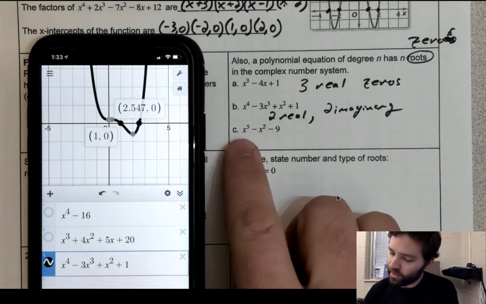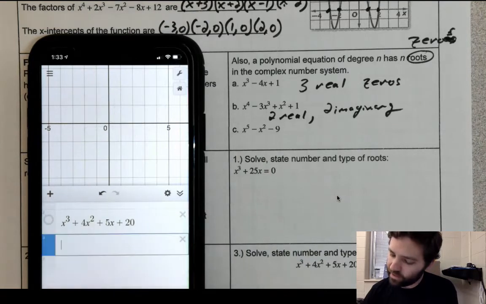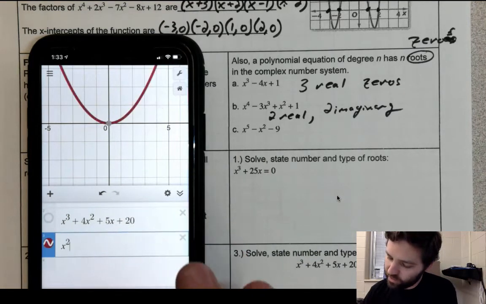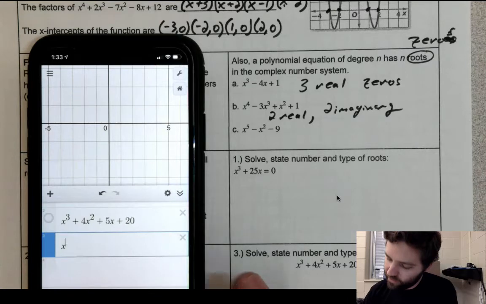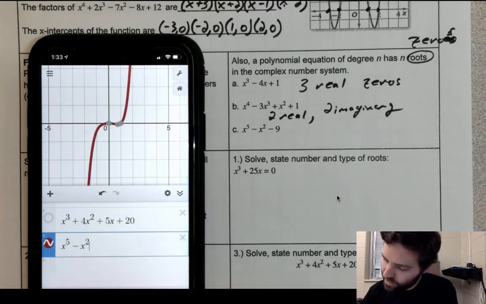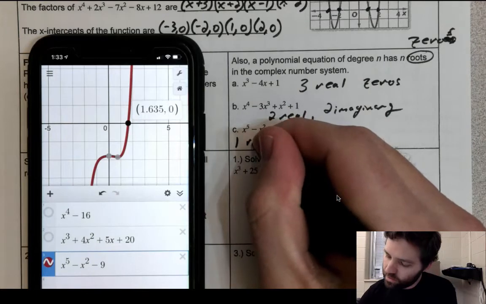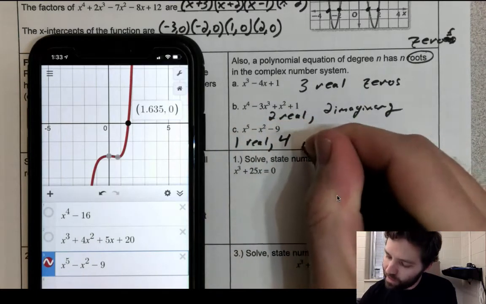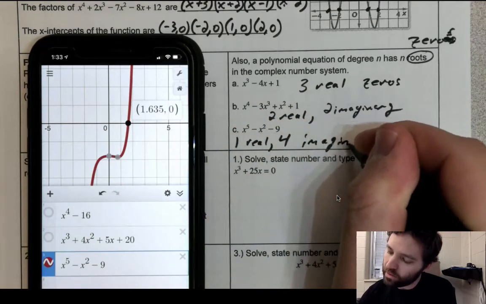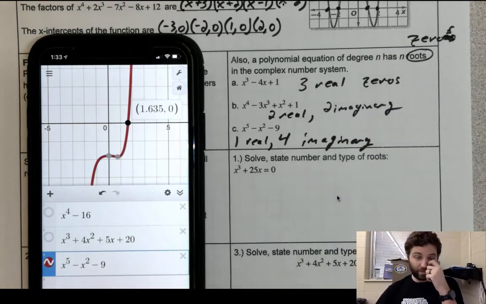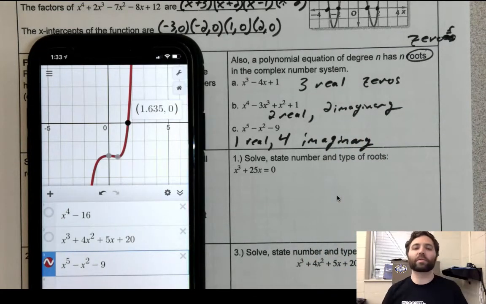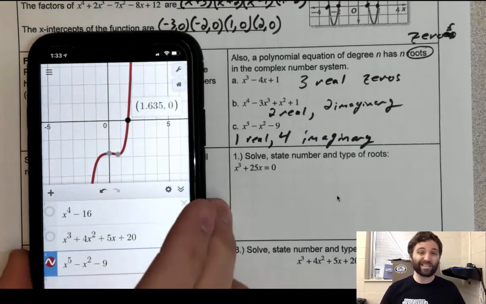Last one, x to the 5th minus x squared. So x raised to the 5th minus x squared plus, minus 9. If I graph that, I see that there's 1 real zero, and that must mean there's 4 imaginary zeros. And if these were all set equal to 0, what we're talking about would be 1 real solution and 4 imaginary solutions. Okay, so they'd have i's in the answers.